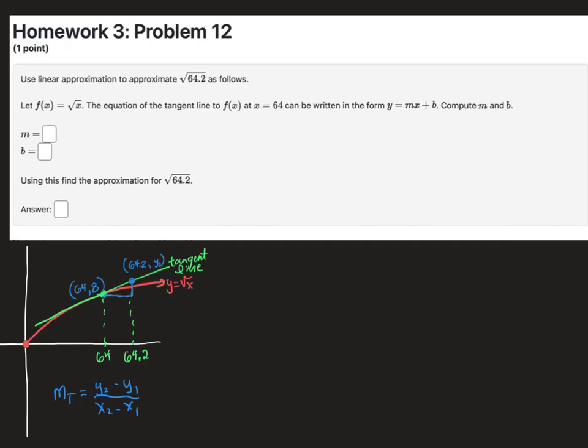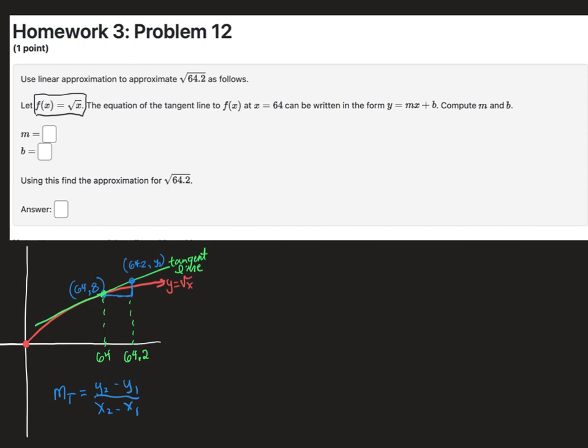Alrighty, let's take a look at this question. So, use linear approximation to approximate the square root of 64.2 as follows, but they lead us into it. First of all, since we're trying to approximate the square root of something, we're going to use the function f of x equals square root of x, right?